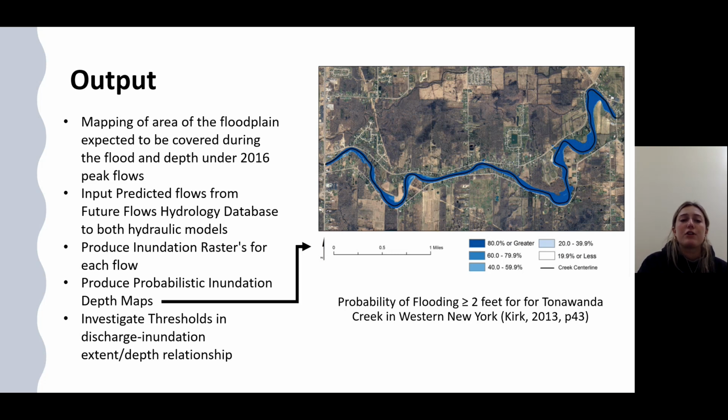And after this, the future flows hydrology database will be used to input predicted peak flows for the future, and these will produce inundation rasters for each flow, which can be used to produce probabilistic inundation depth maps, an example of which can be seen on the right from a study in 2013, and hopefully similar maps will be produced for the River Tweed. And from here, the thresholds and the impact of morphological change can be properly analysed.